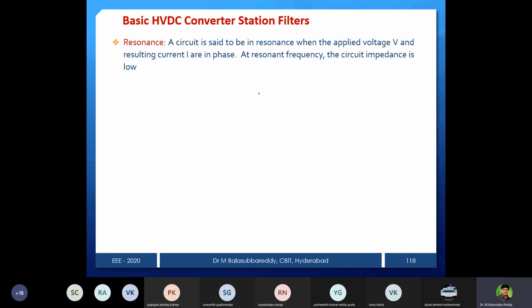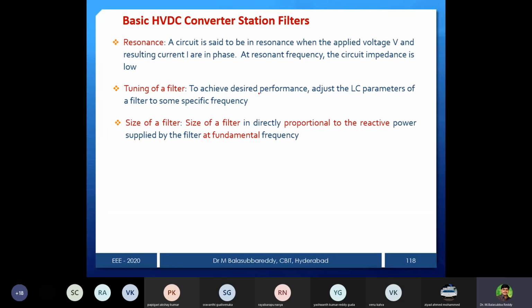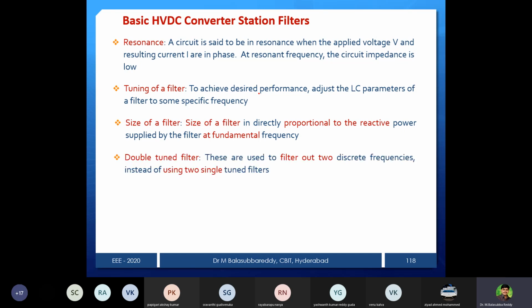At the resonance frequency, circuit impedance is low. And tuning of a filter to achieve desired performance means adjusting the LC parameters of a filter to some specific frequency. So single tune, multi tune, all these things just specify that, and based on that you can design the values. And size of the filter is directly proportional to the reactive power. So that is also mentioned.